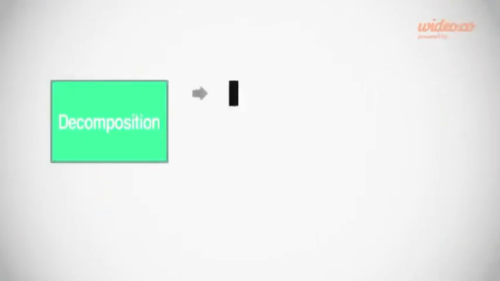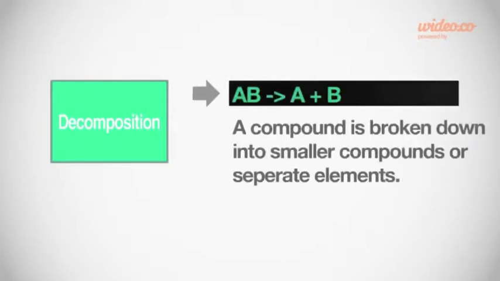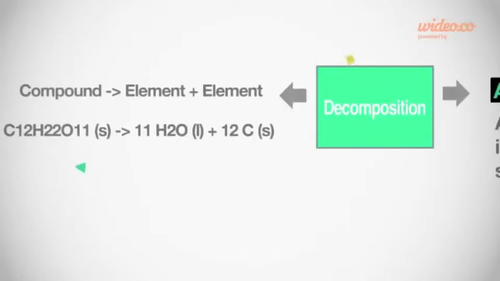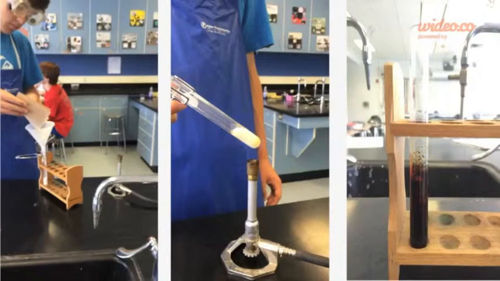Decomposition is the separation of a chemical compound into elements or simpler compounds. It is sometimes defined as the exact opposite of the synthesis reaction. A compound is broken down into its elements. The decomposition reaction we performed was the burning of sugar, which was broken down into carbon and water.